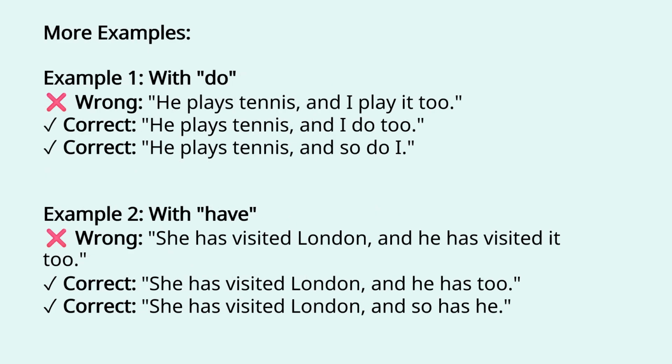More examples. Example 1 with do. Wrong: "He plays tennis, and I play it too." Correct: "He plays tennis, and I do too." Correct: "He plays tennis, and so do I." Example 2 with have. Wrong: "She has visited London, and he has visited it too." Correct: "She has visited London, and he has too." Correct: "She has visited London, and so has he."